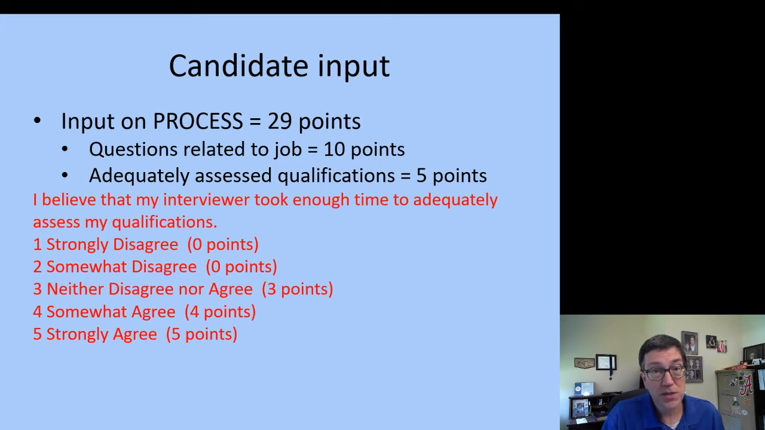So again, the scoring is very similar, nothing for a negative answer, but either 3, 4, or 5 for varying degrees of positive answers. You can score a 5 on this very, very consistently. If your interviews take a little while and you make it obvious that you're really looking at their qualifications and evaluating them.